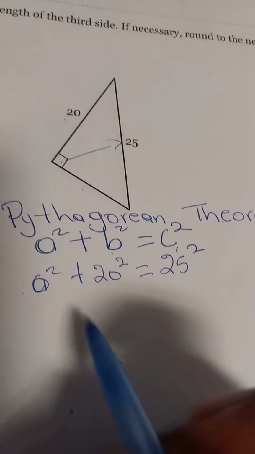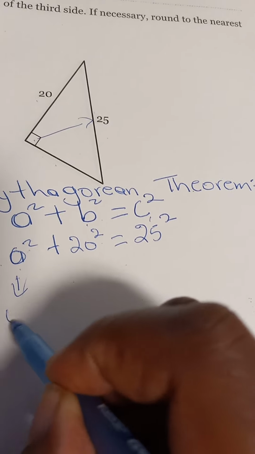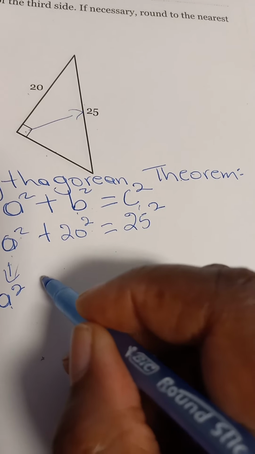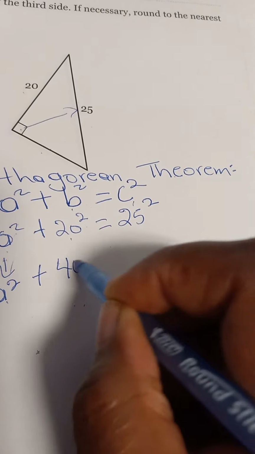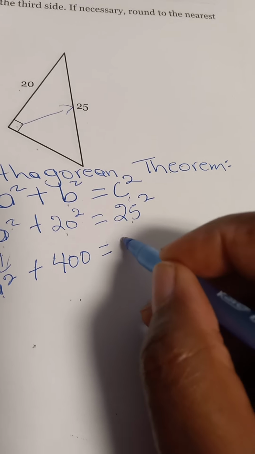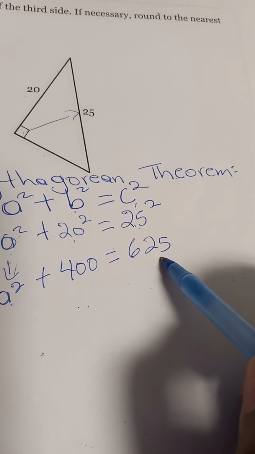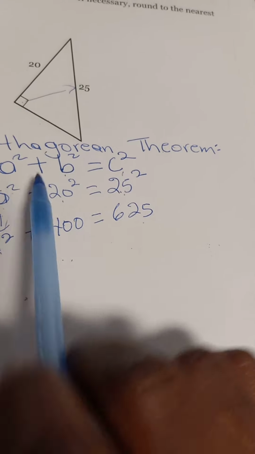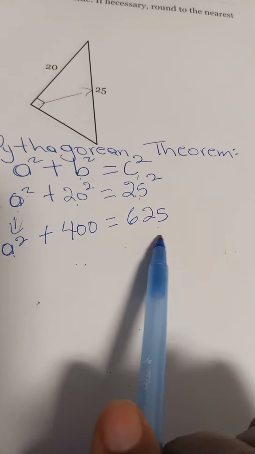So let's solve this. I'm going to bring back down my a squared because I'm going to solve to find the leg a. Then I have plus 20 squared, which is 20 times 20, and that gives us 400. And 25 squared is 25 times 25, which is 625. So we want to isolate a, one leg. We have a squared plus 400 is equal to 625.